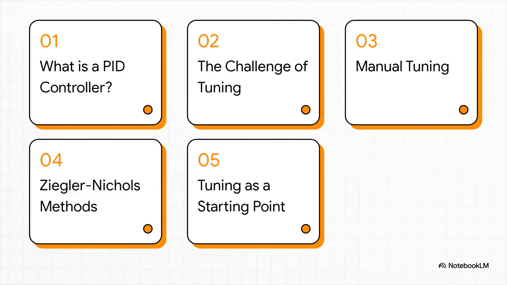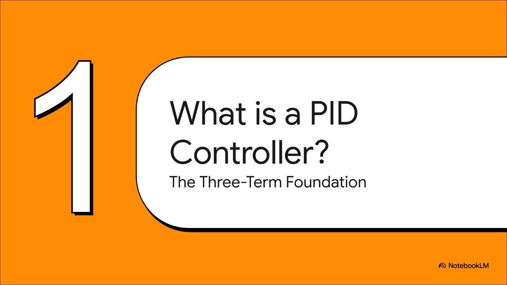So here's our roadmap. We'll kick things off with the absolute basics. What exactly is a PID controller? Then we'll get into the real heart of the matter, the challenge of tuning. From there, we'll look at a couple of ways to tackle it. First, a hands-on, intuitive manual method, and then the more systematic, formula-driven Ziegler-Nichols methods. And to wrap it all up, we'll talk about where these tools actually fit into the bigger picture of real-world engineering.